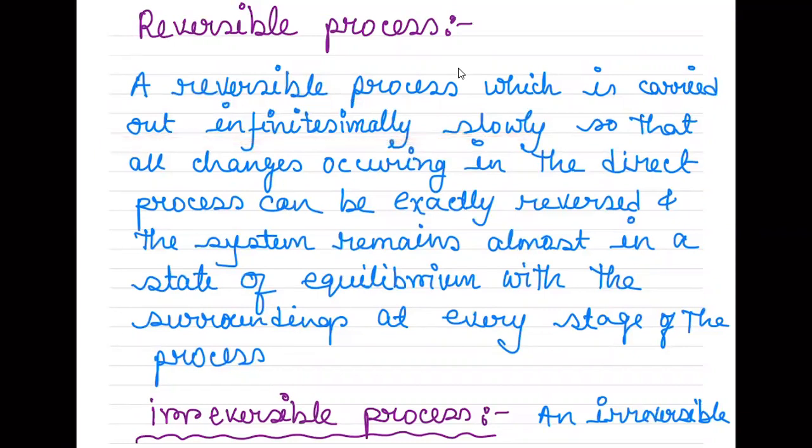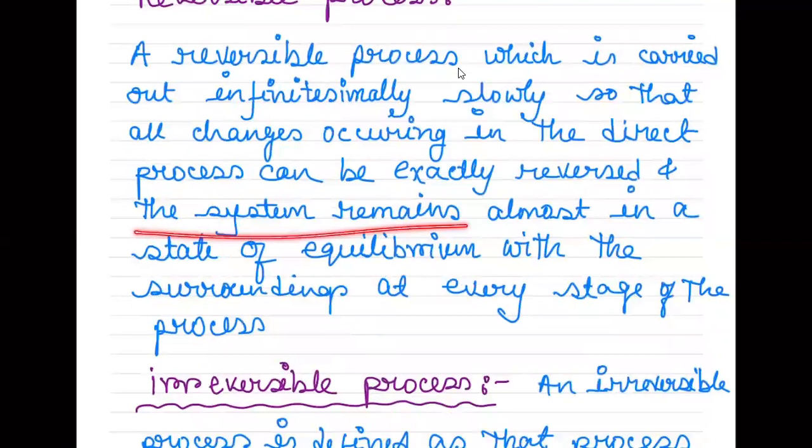That means very slow. When a process is carried out very slowly, all the changes occurring in the direct process can be exactly reversed. So as the reaction proceeds very slowly, at any step the reaction can be reversed, exactly reversed. And the system remains almost in a state of equilibrium. Equilibrium means the rate of the forward reaction and the backward reaction are always the same.